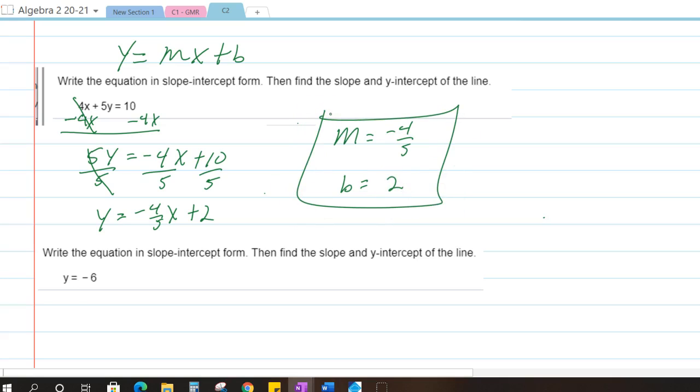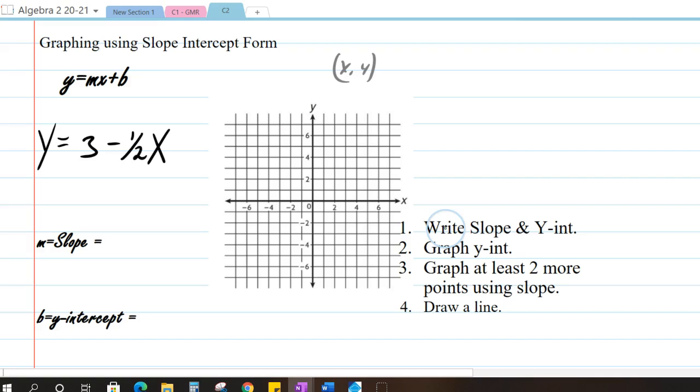The next one, it's already in slope-intercept form. Y is by itself. There's no x or b. That's fine. My slope, if there's nothing listed, is 0. My y-intercept is negative 6. Just that simple. Now, graphing using slope-intercept form.